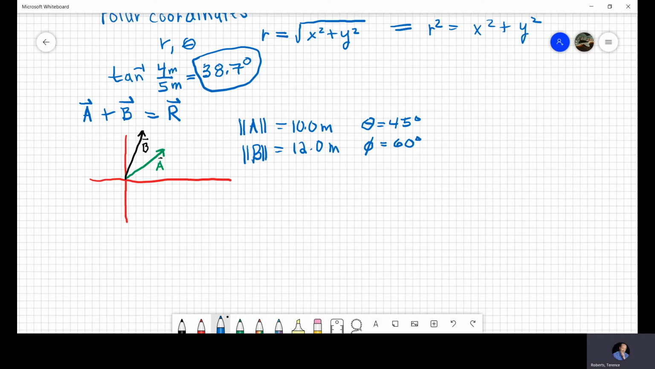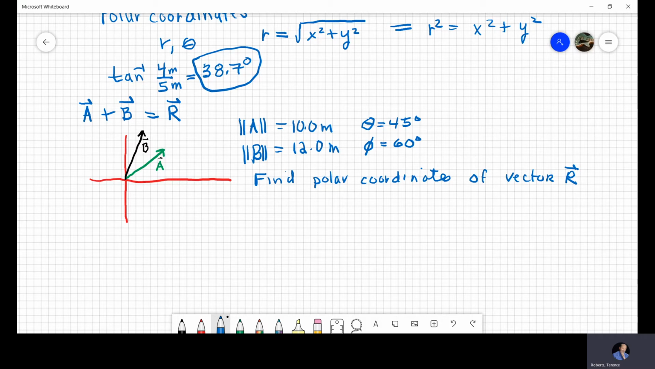So now we need to find the polar coordinates of vector R. So we need to add the two vectors, A and B. So how do we do that?